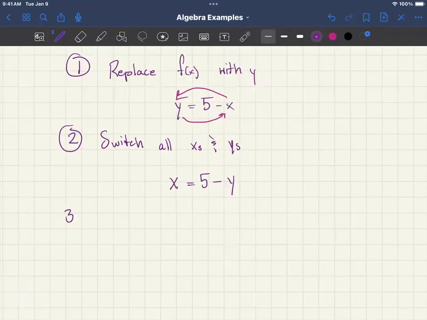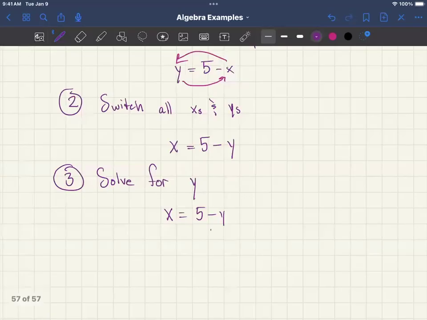All right, third, we are going to solve for our new y. Okay, so if we have x is equal to 5 minus y, we can add y to both sides. What we do to one side, we have to do to the other. And now we can subtract x from both sides. y is equal to 5 minus x.